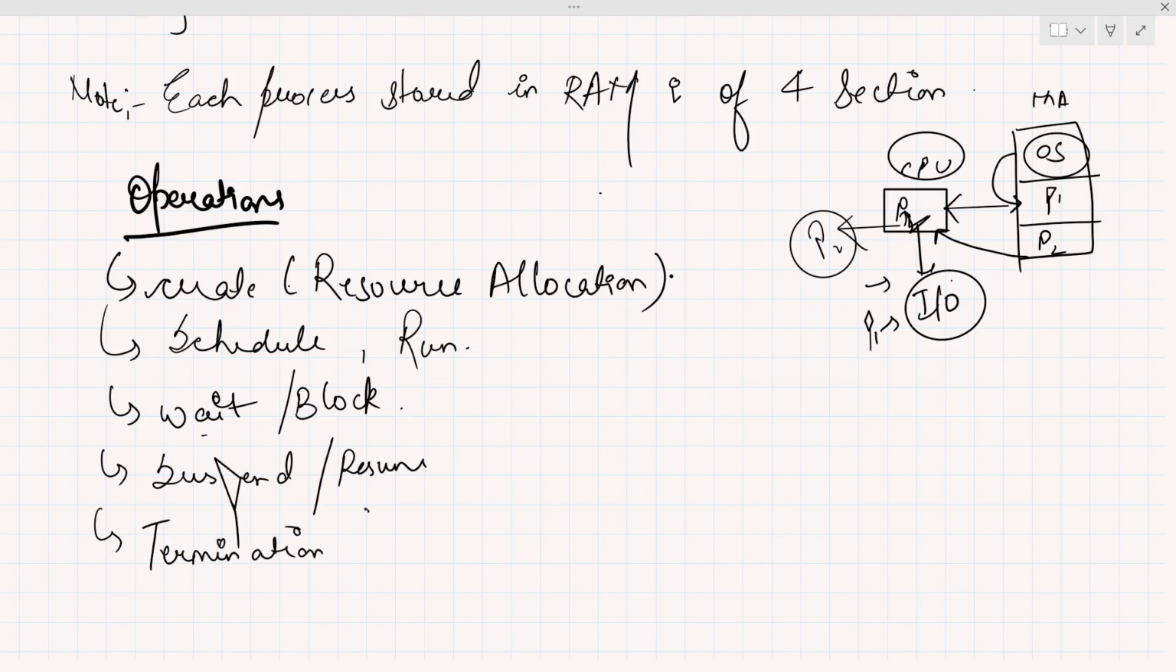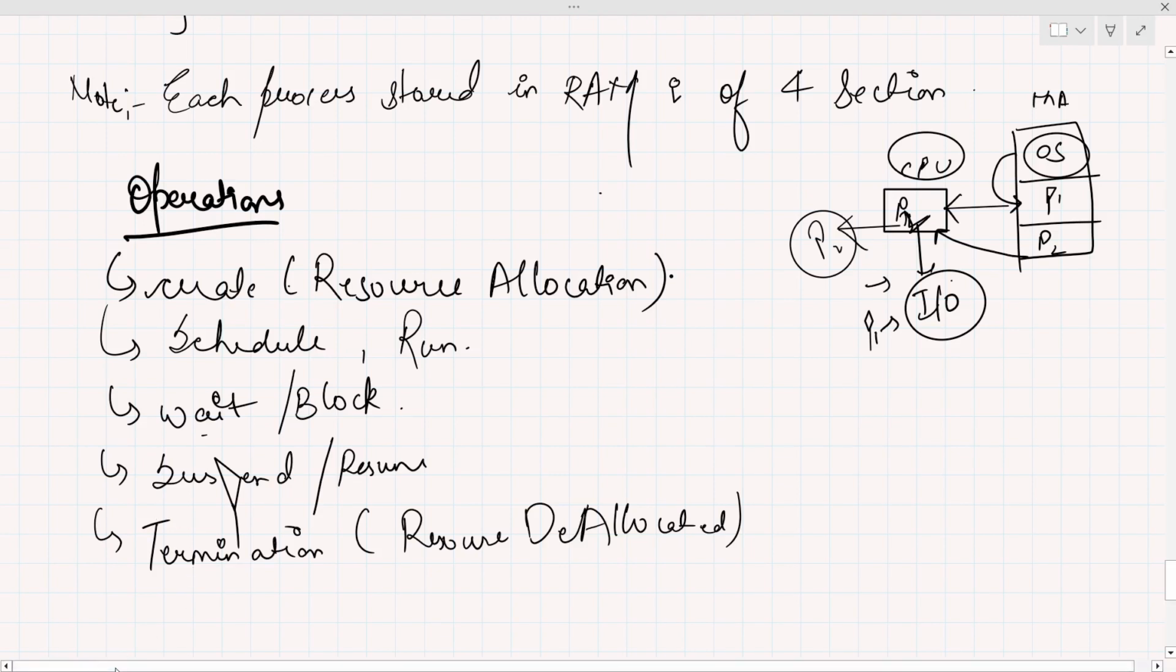What does the termination mean? Termination means the resource is deallocated. What is the meaning of a resource deallocated? It means the CPU is freed, because now the process is successfully completed. Termination means the process is successfully completed.